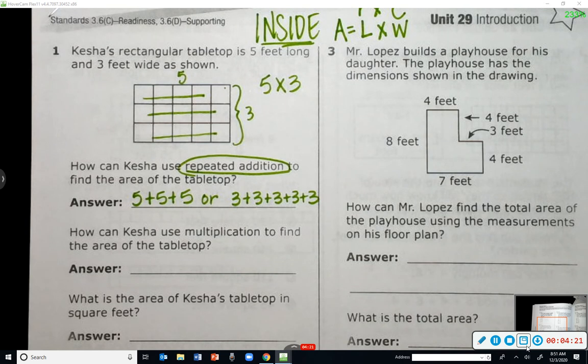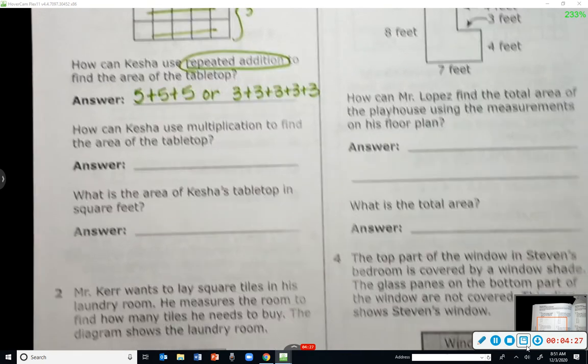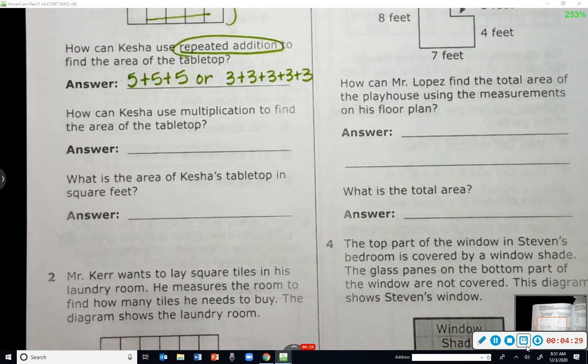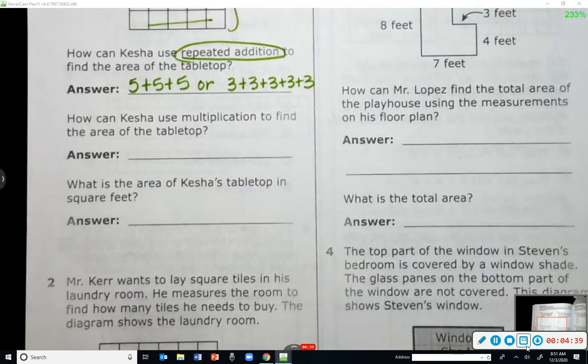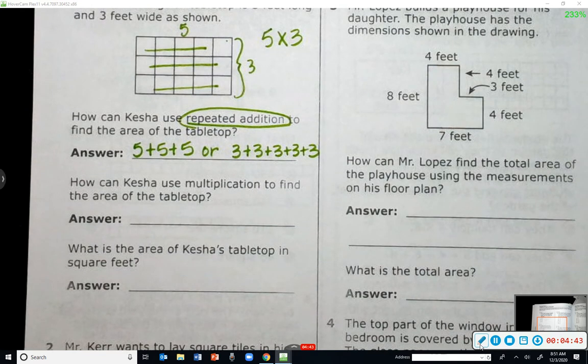If it's not coming back to you, I'm not surprised because you're probably one of the ones who doesn't pay attention in class anyways. How can Kesha use multiplication to find the area of the tabletop? Brandon? That she uses 3 plus 3 plus 3 plus 3. Is 3 plus 3 plus 3 multiplication? No.